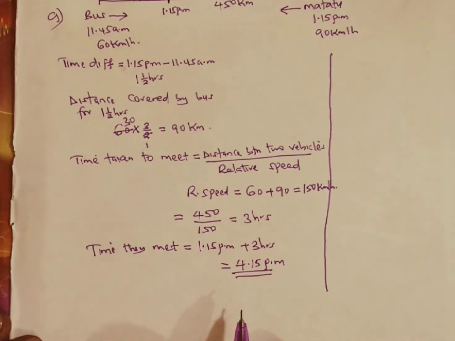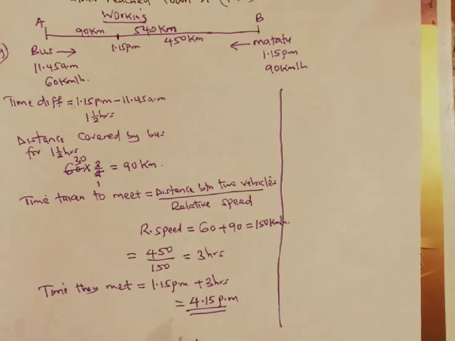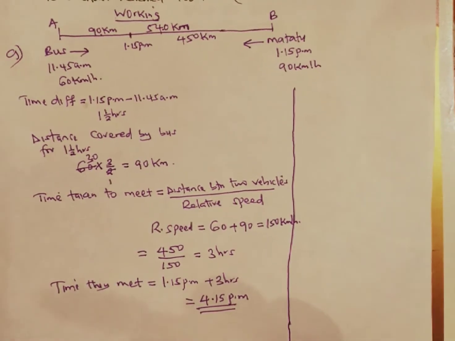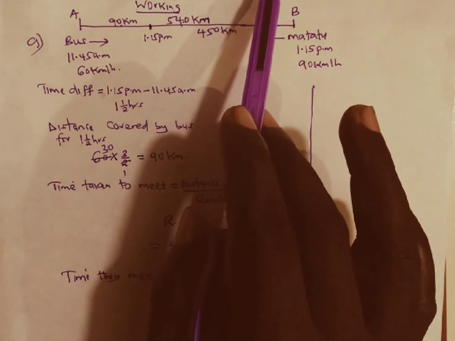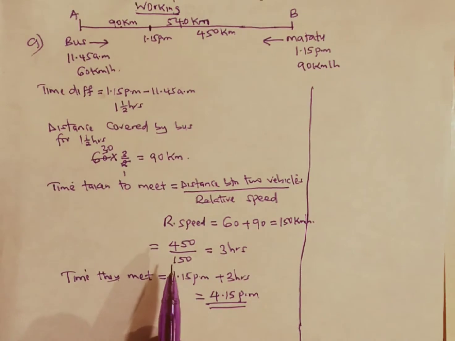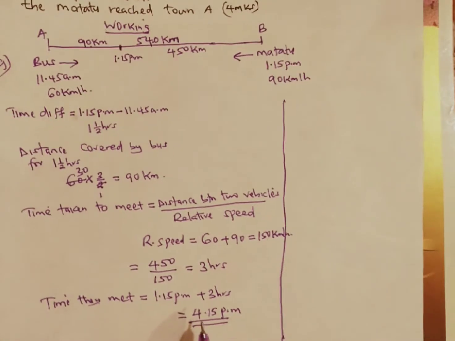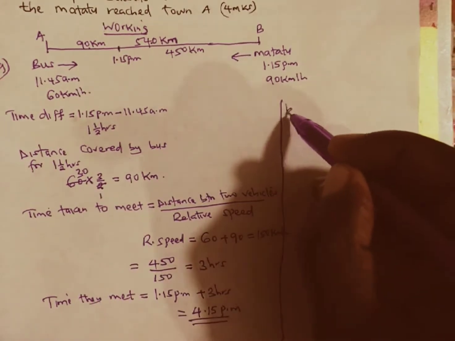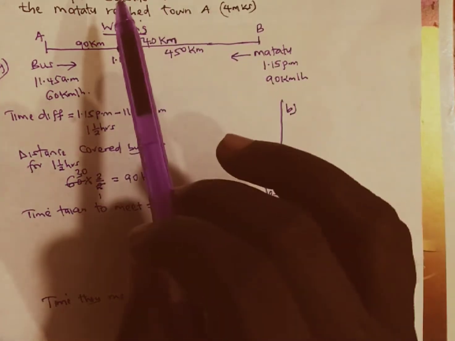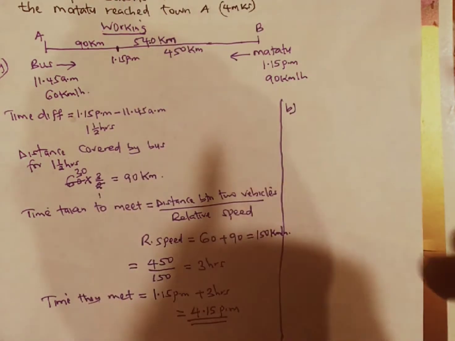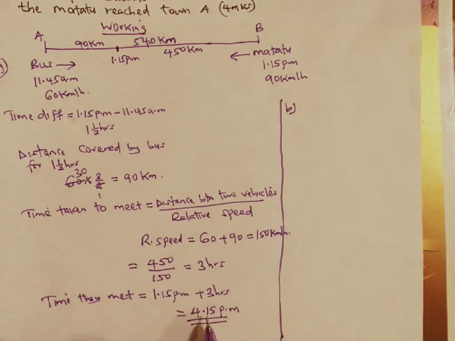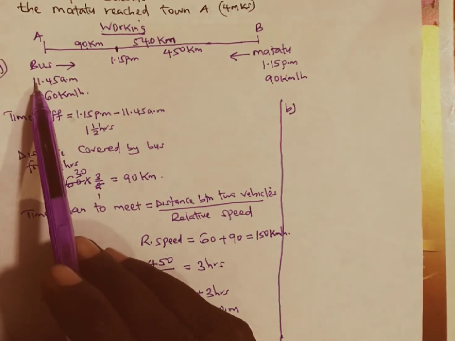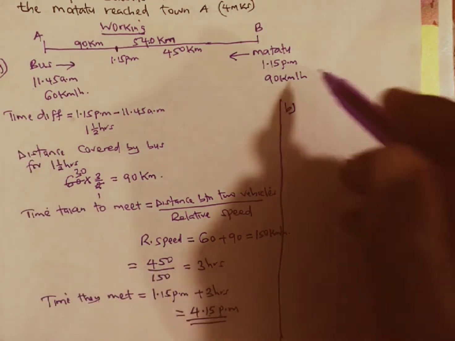And part B of the question is how far from town A the two vehicles met. So what we need to understand is that, for part B, to get the distance from town A to where the two vehicles met, we need to calculate the time between 4:15 when the two vehicles met and the time the bus started, since we are supposed to calculate the distance from A.